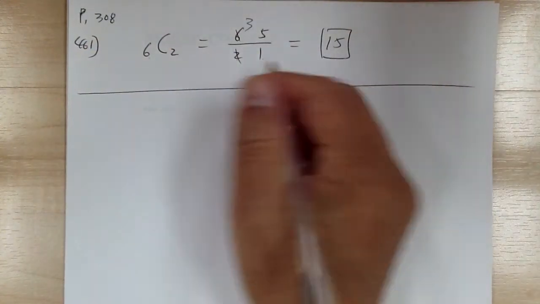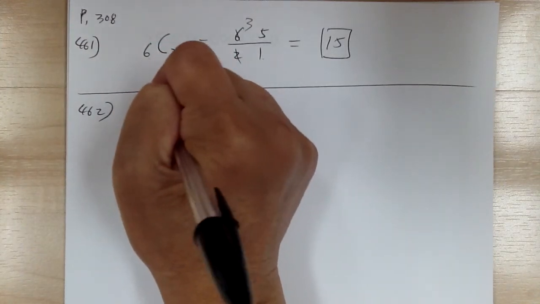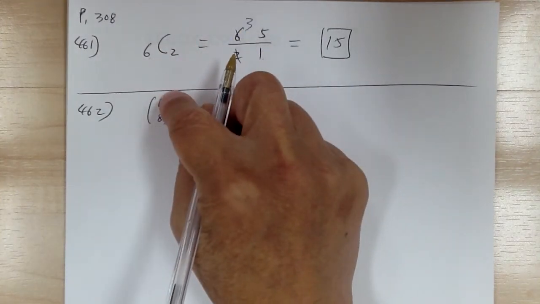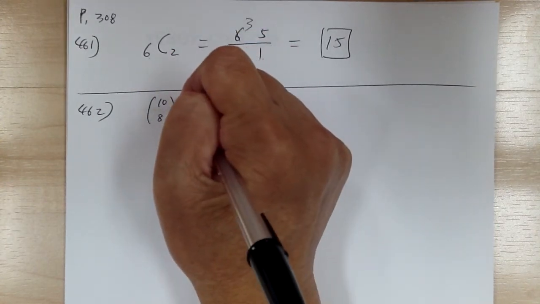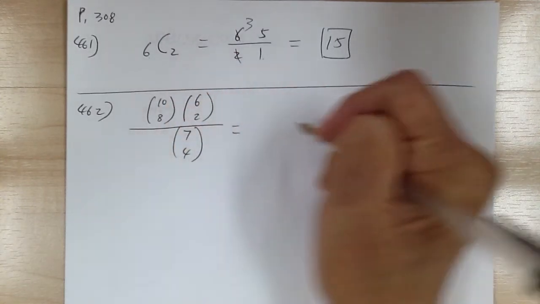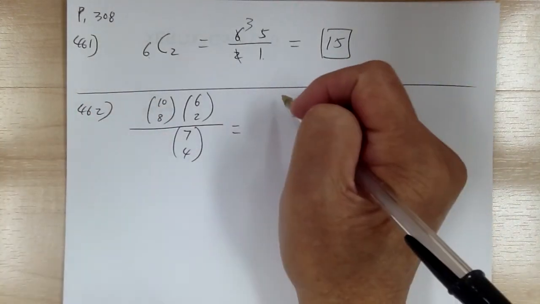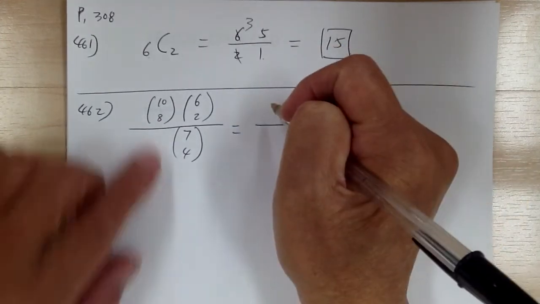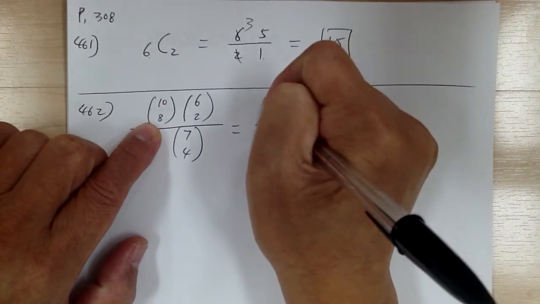Let's go to 462. You want to evaluate 10C8 times 6C2 over 7C4. There are different ways of writing it, so this is 10 choosing 8. Now 10C8 is the same as 10C2, because if you write out the combination, the higher number is going to get canceled out. So this is the same as 10C2, so it will be 2, 1 on the bottom, and 10, 9 on top.